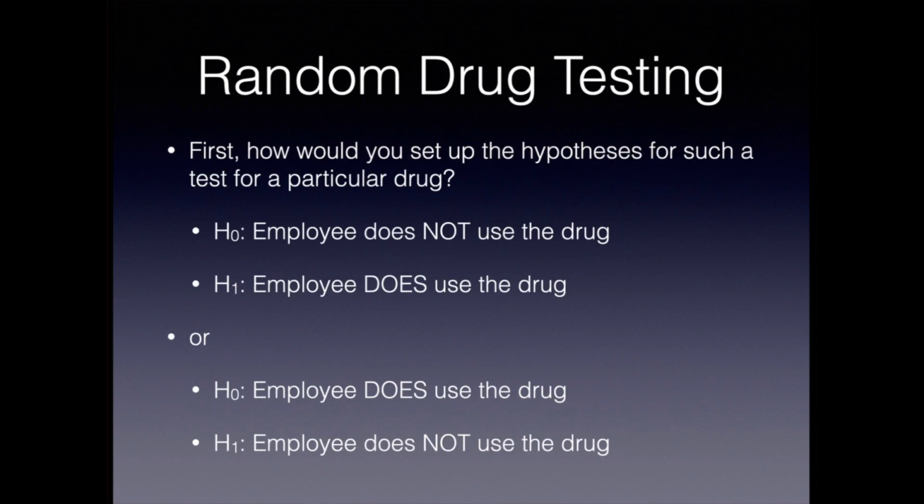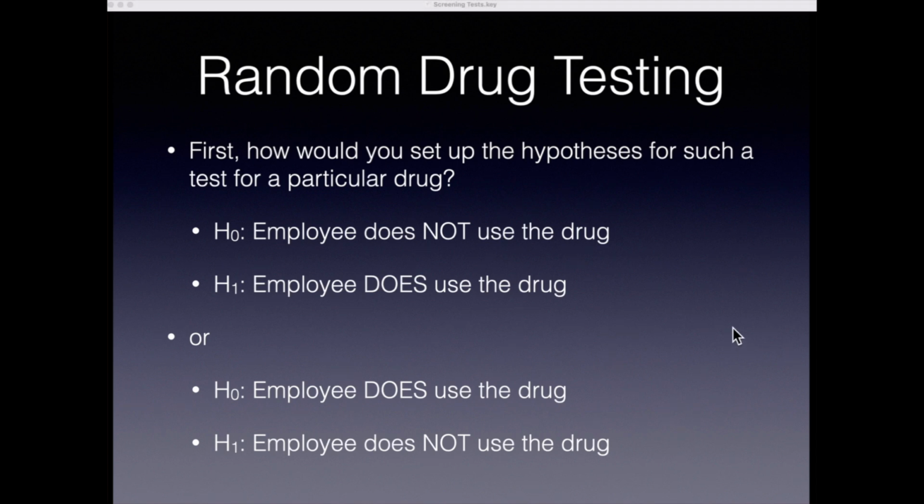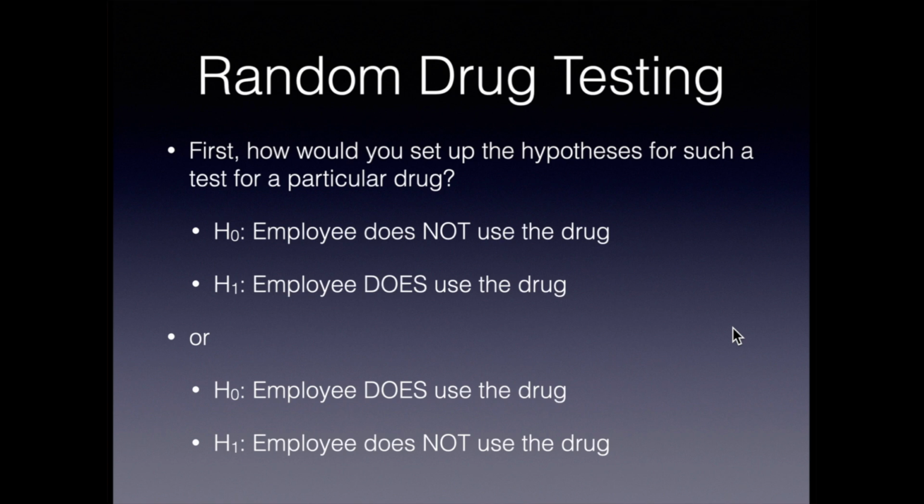Now, first, how would you set up the hypotheses for such a test for a particular drug? So let's consider the possible null and alternative hypotheses that we could come up with. One approach would be to use as a null hypothesis the employee does not use the drug. That would be our assumption when we select somebody for testing. Again, the assumption would be contained in the null hypothesis that the person does not use the drug. The alternative hypothesis would be the opposite, that the person does use the drug.